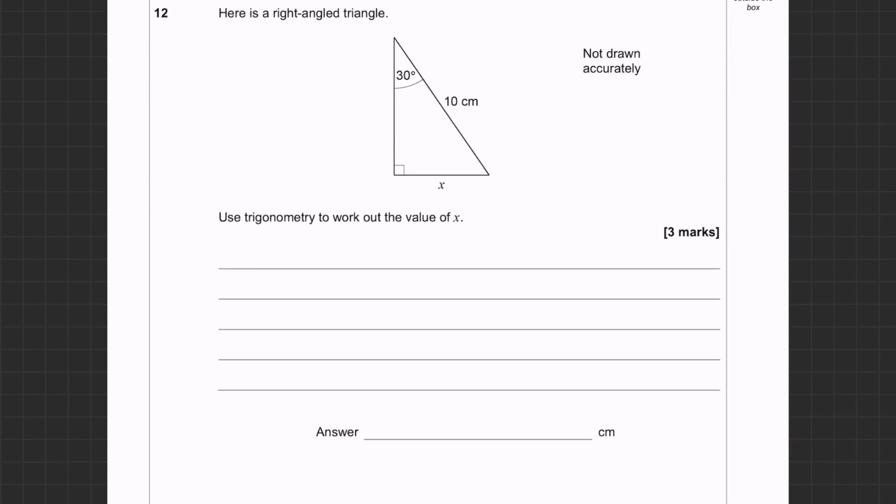Here is a right angle triangle. Use trigonometry to work out the value of x, x being here. Well, the first step in SOHCAHTOA is labelling the sides. So we've got the hypotenuse, the opposite, and the adjacent. The sides we need are the opposite and the hypotenuse and this angle here.